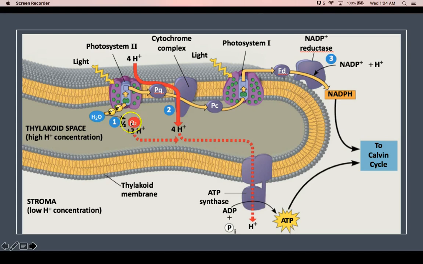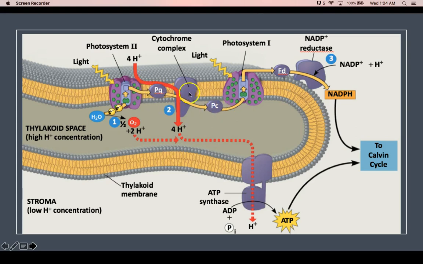When water is split, the oxygen is released as a byproduct because we don't want that. The hydrogens are going to be stripped of their electrons, and those electrons are going to go into that chlorophyll A to reduce P680 plus back to P680. Those hydrogens become hydrogen ions, or what we call protons, because at this point they only contain a proton. And those electrons are going to be passed down in an electron complex, cytochrome complex.